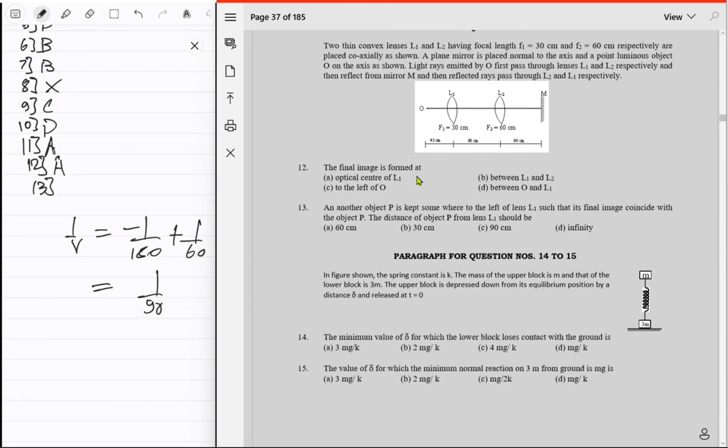And what is there between L1 and, okay, another object P is kept at some point to the left of L1 such that its final image coincides with the object P. Distance of object P from L1 should be.